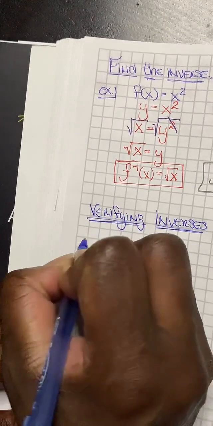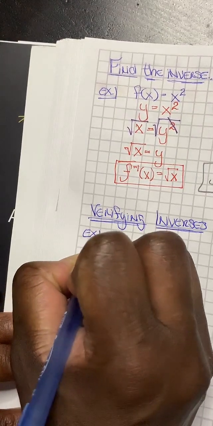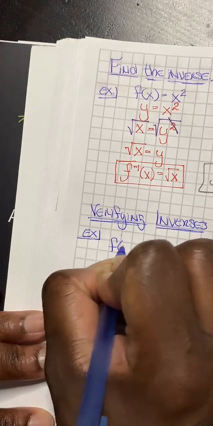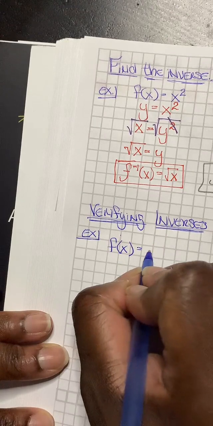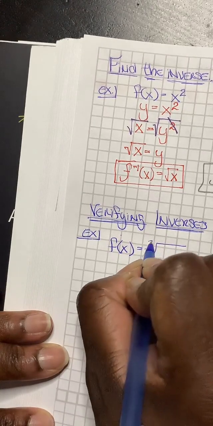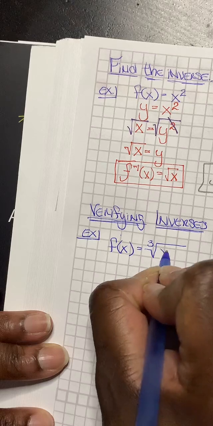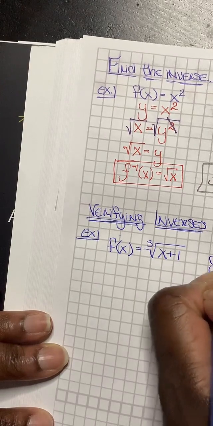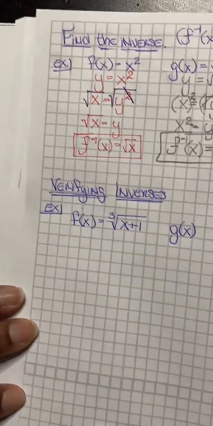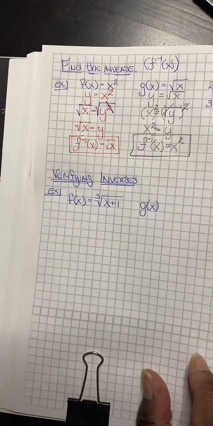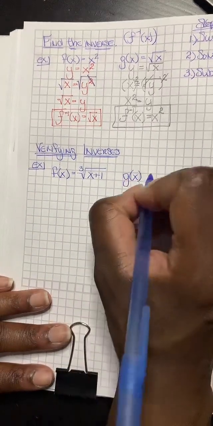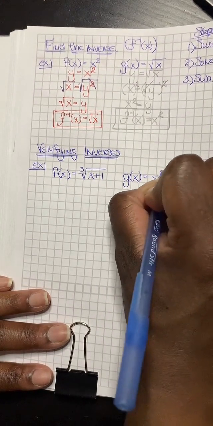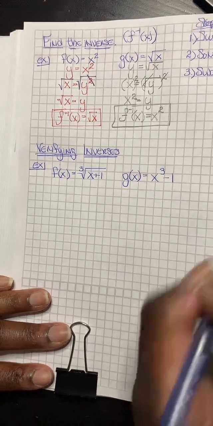So if I give us f of x equal to the cube root of x plus 1, and then g of x, probably going to have to unzoom just a little bit so we can see everything, g of x is x cubed minus 1.